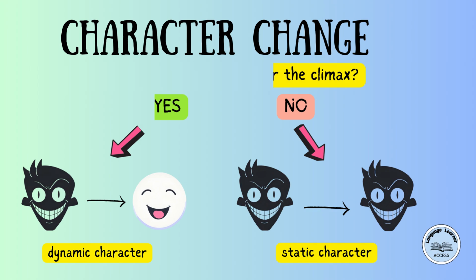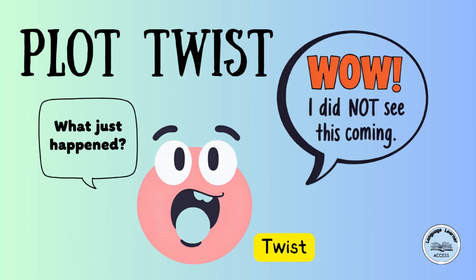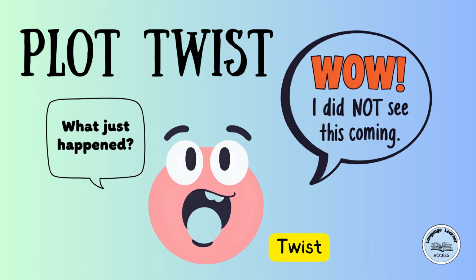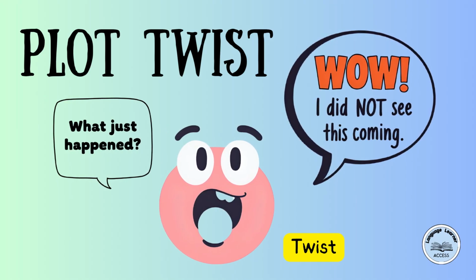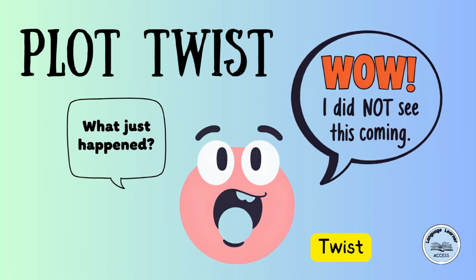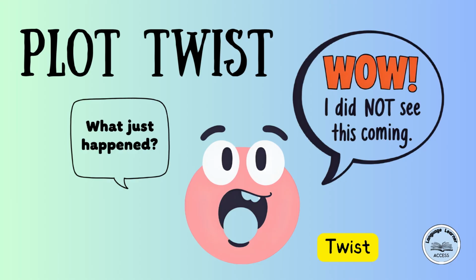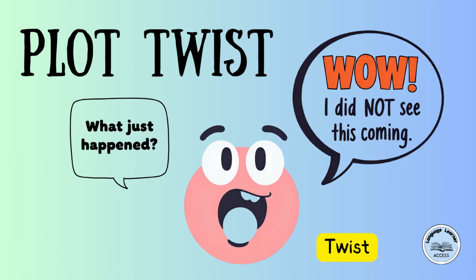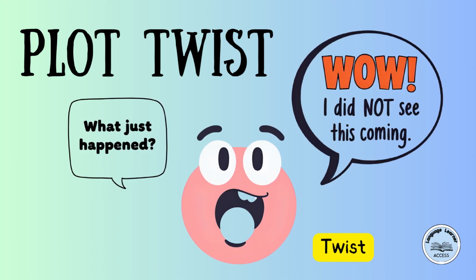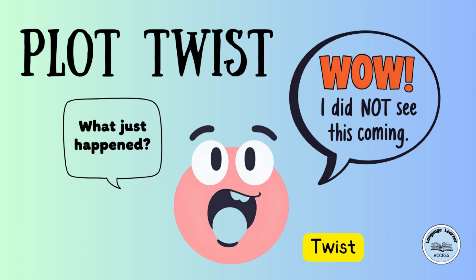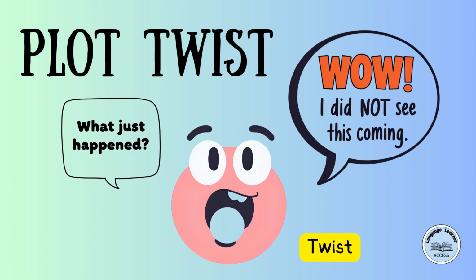Now, in lots of stories, something unexpected happens that shocks us. That event is called a plot twist because it usually changes the direction of the story completely or makes us change our minds about the characters in the story. A plot twist is a big surprise moment, and it usually happens during the rising action or the climax.